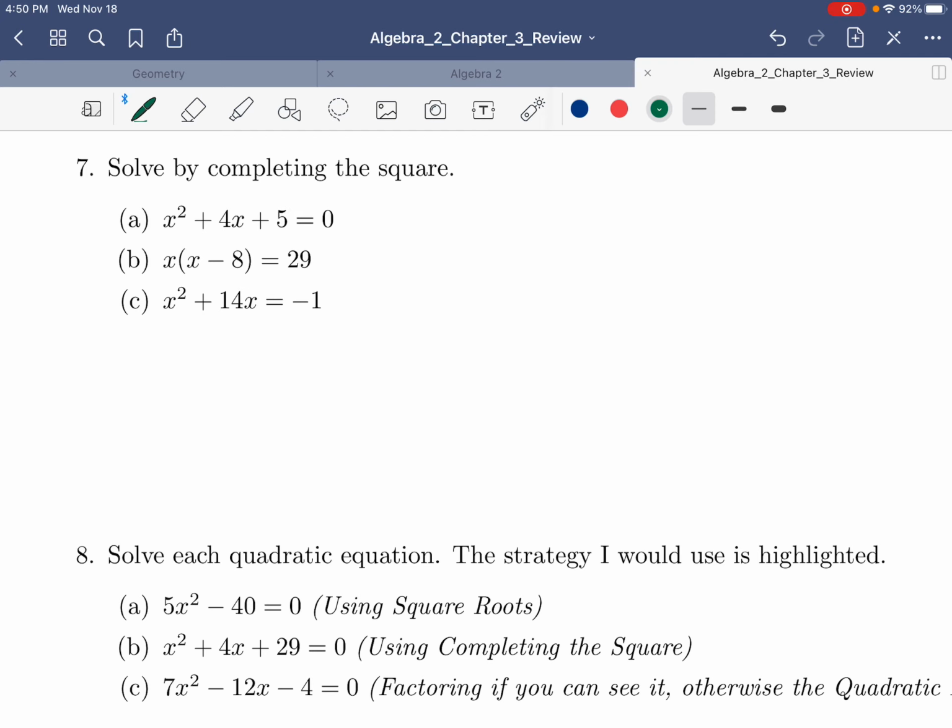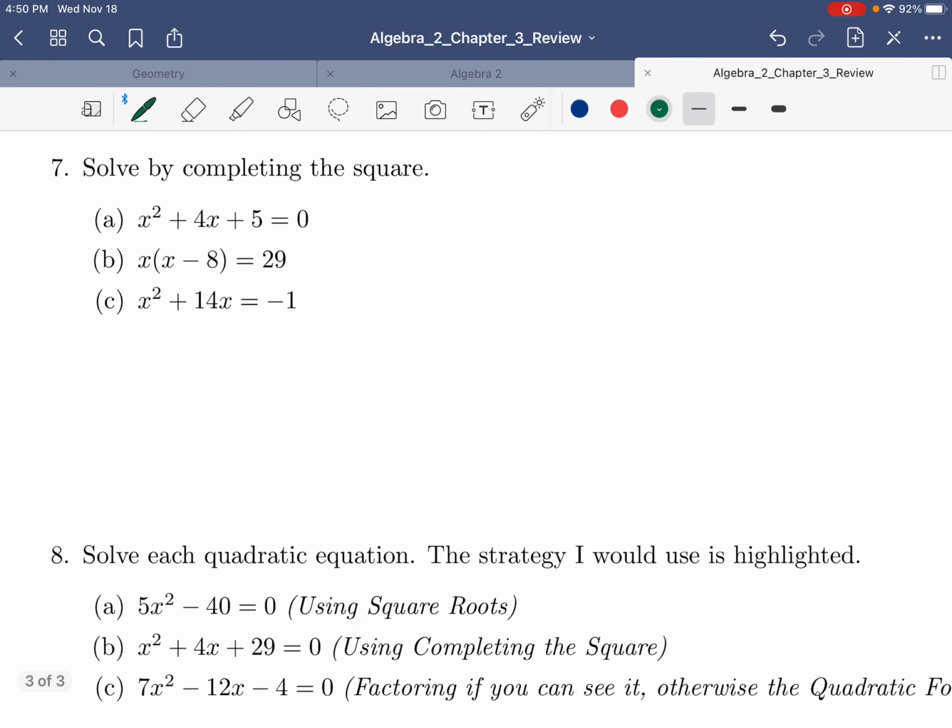So this is very similar to question 6. If you don't know how to do this, or if this doesn't make sense, really take a look at question 6, because a lot of the math that's happening happens there.